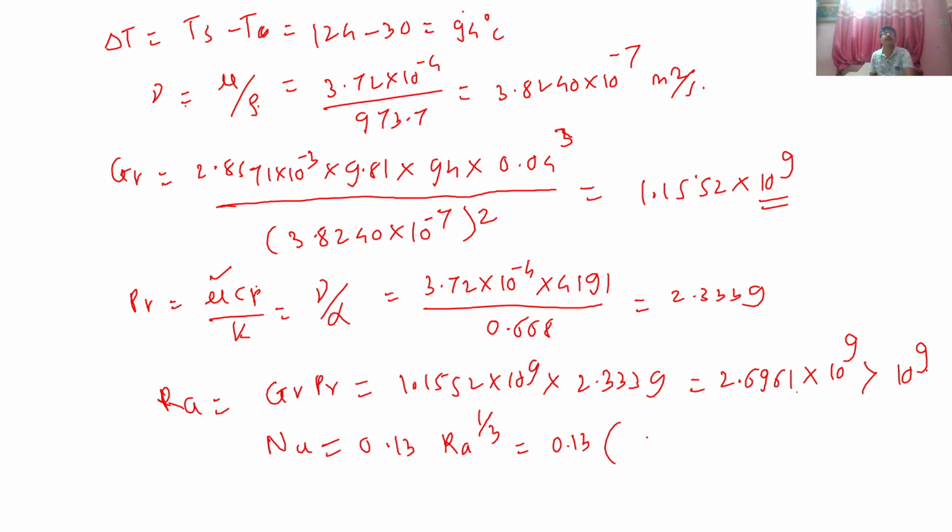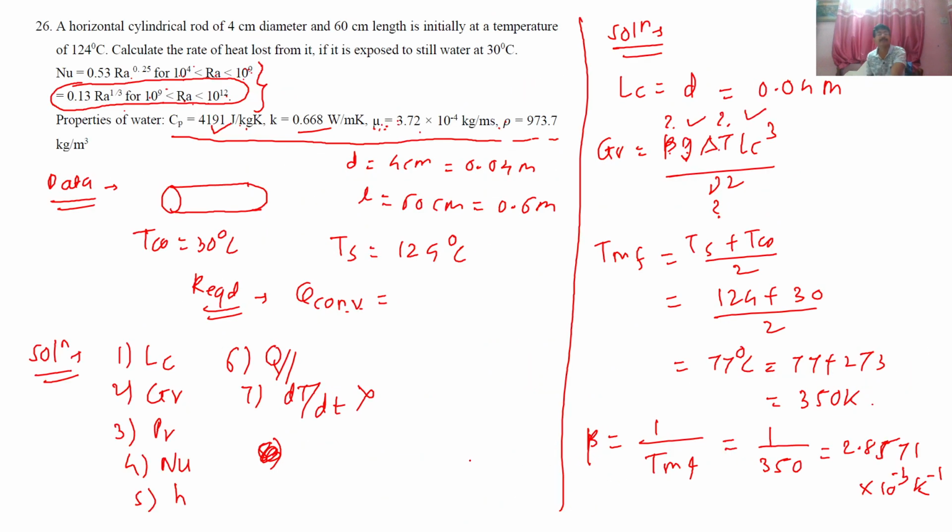0.13, Rayleigh number, how much did it come? 2.6961 into 10 raised to 9, raised to 1 by 3. If I calculate, the value of the Nusselt number is coming around 180.93. Now what is the next step?